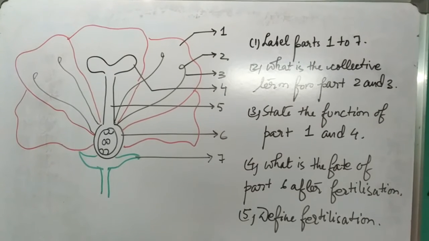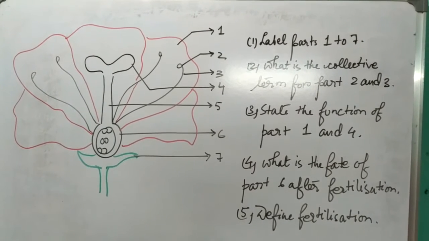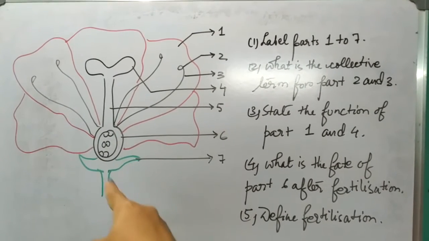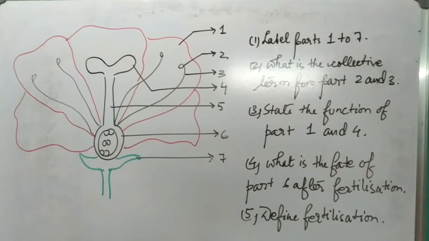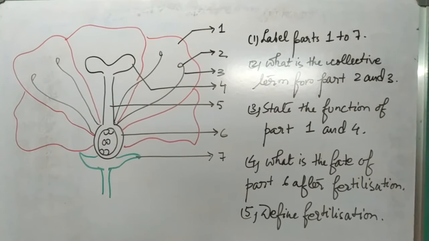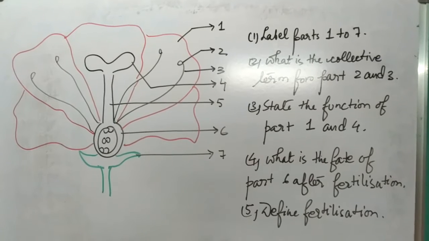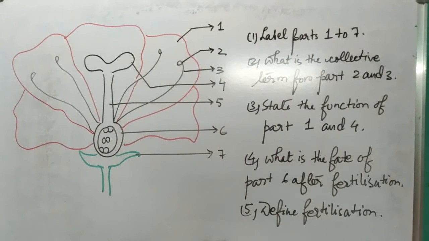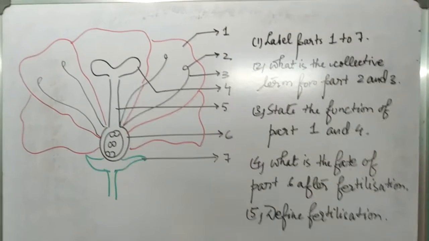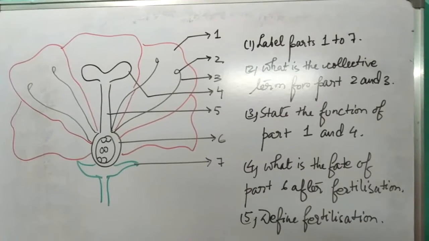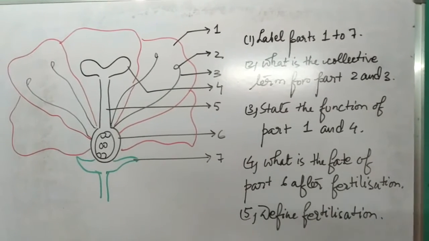Next is, what is the fate of part 6 after fertilization? Now 6 is the ovary, students. After fertilization, this ovary will turn into the fruit. So the fate of part 6 after fertilization is that it will turn into fruit. And the last question is, define fertilization.